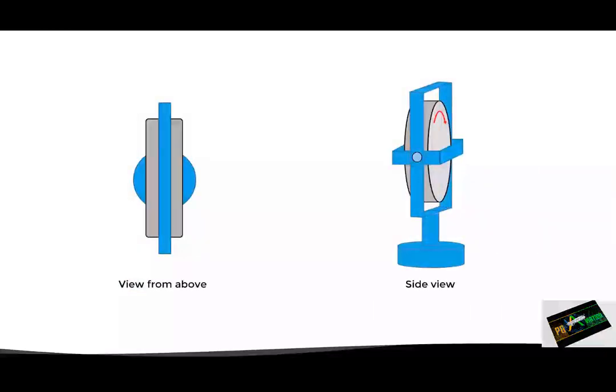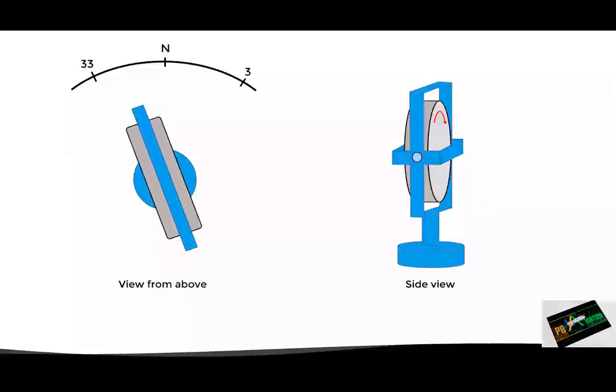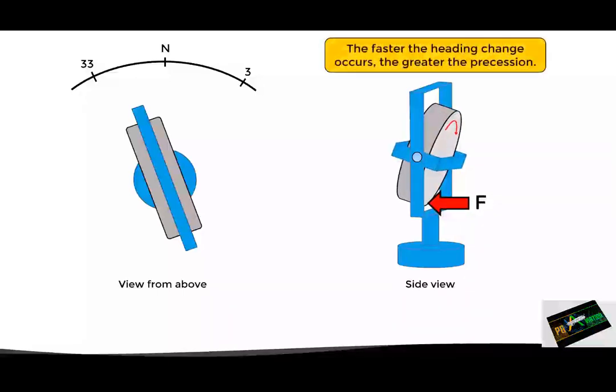But let's see how it does it. Here, in the image on the left we can see the gyro from above, while on the right side we have a side view. If in this case the aircraft starts turning to the left, it would be as if we were applying a force to the gyro at this point. However, due to the precession effect, that force will be exerted at 90 degrees in the direction of rotation of the gyro, which means that it will actually be applied at this point. The result will then be that the gyro will be tilted in this way. Obviously, the faster the heading change, the greater the precession and the tilting of the gyro.